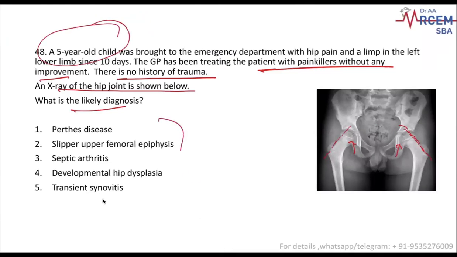So what is the likely diagnosis? Perthes, ruled out. SUFE, ruled out. Developmental dysplasia, not seen in this age group, ruled out. Transient synovitis can be there. Septic arthritis can be there. But septic arthritis should always be the first differential diagnosis. That's why we are choosing septic arthritis over transient synovitis.